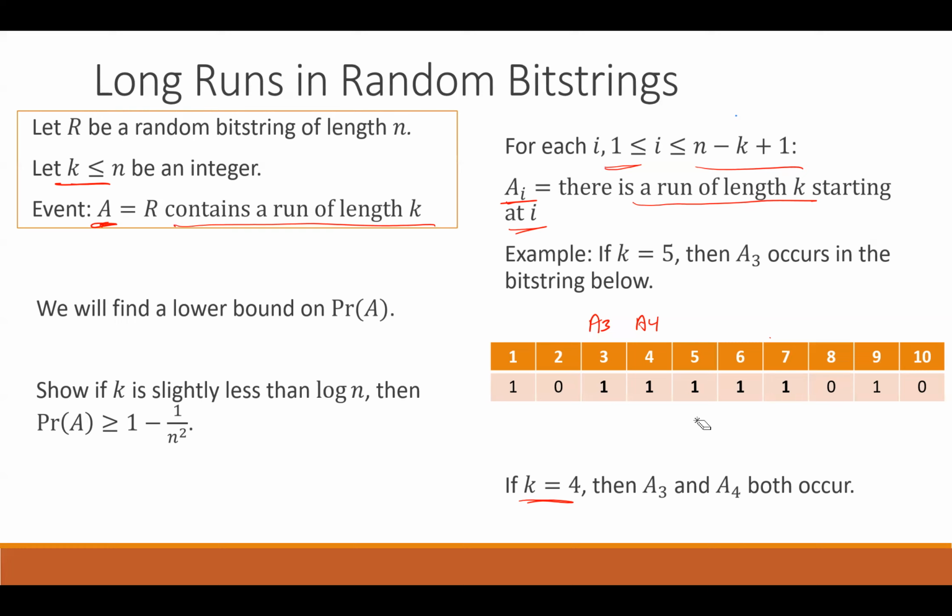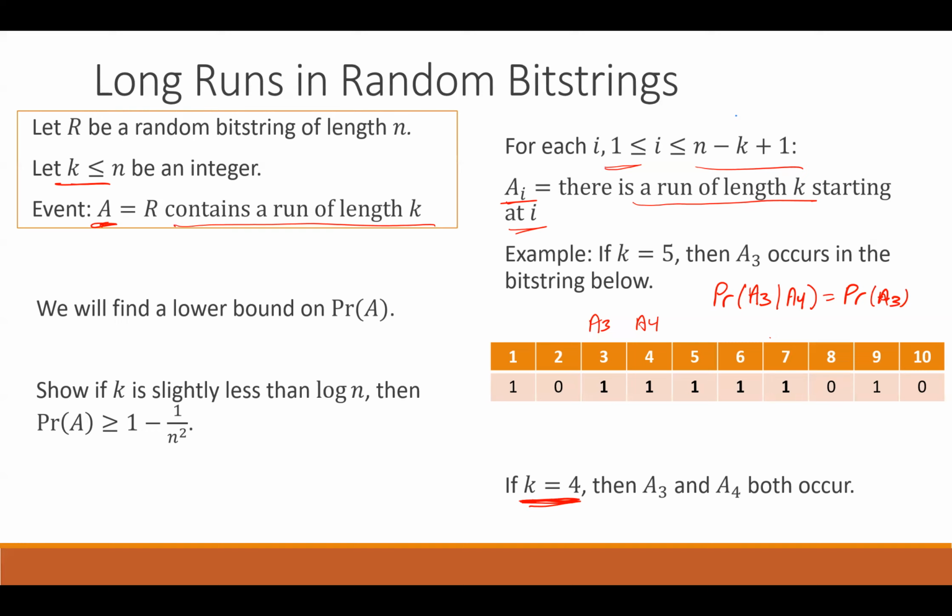So the probability of A3 given A4, let's say that k is equal to 4 in this case. Is that equal to the probability of A3? If k is equal to 4, what's the probability of A3 just by itself? Let's see if we can brainstorm the simpler parts of this problem.